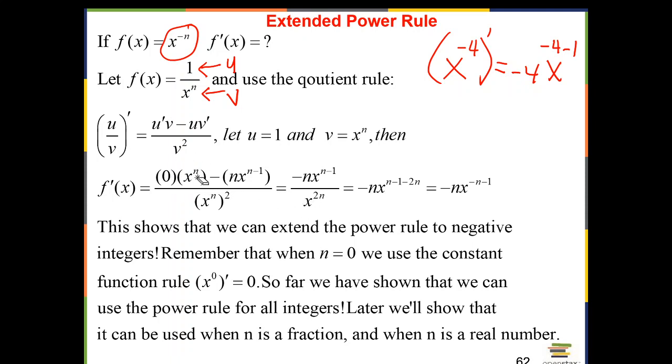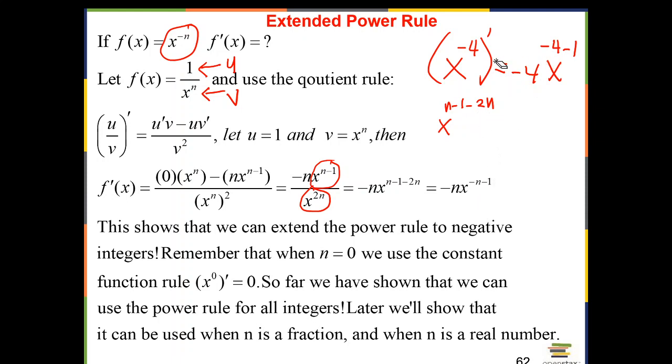Well, this would be 0, this goes away, so it would be negative n x to the n minus 1 over x to the n squared, which is x to the 2n. So we're going to end up with negative n as a coefficient, and x to the n minus 1 divided by x to the 2n, which is x to the n minus 1 minus 2n. And what is that? That's negative n minus 1, right?